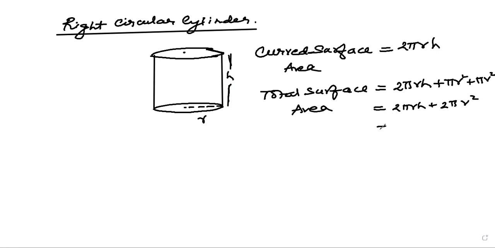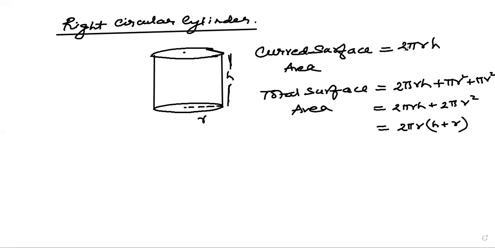And now when you look at it, children, this 2 pi r is common, h plus r. Now, how to remember this? Curved surface area is given by the formula 2 pi r h. Total surface area is a bigger number. It has to be a bigger number than the curved surface area.